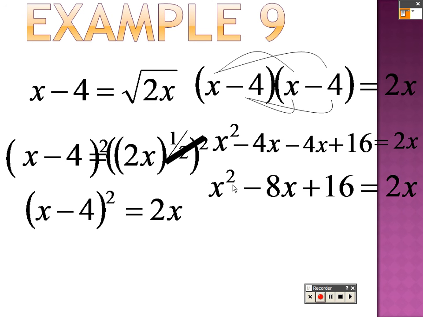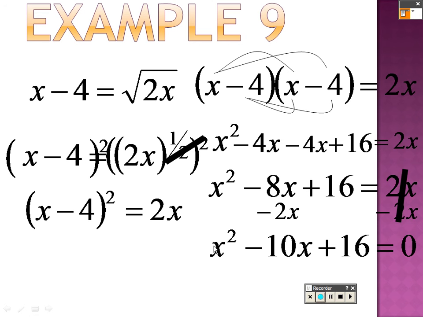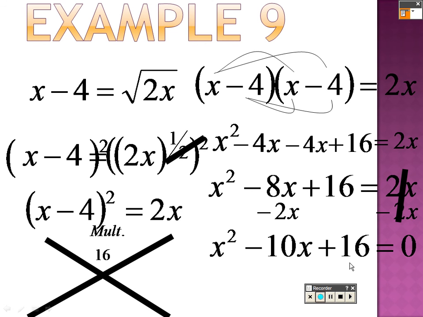Now, because this is a quadratic equation, I'm going to try to get everything onto one side. Okay? So normally, you try to combine all your like terms. I'm going to move this 2x over because I realize it's a quadratic equation. And now I'm left with x squared minus 10x plus 16 equals 0. A quadratic equation, which I can try to factor. Can you think of two numbers that multiply together to give you positive 16 that add to give you a negative 10?